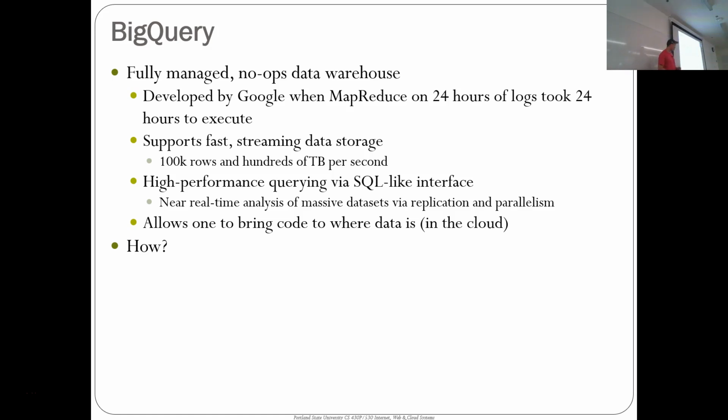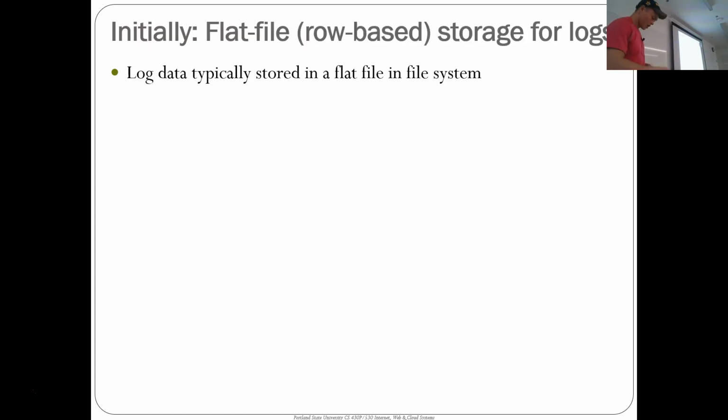And one of the things that they talk about is that this allows you, rather than taking the data and bringing it to your code for processing, to actually bring your code into the cloud and then use BigQuery queries to process it in a backend directly. Okay, so how did they do this? Like, what is the secret sauce?